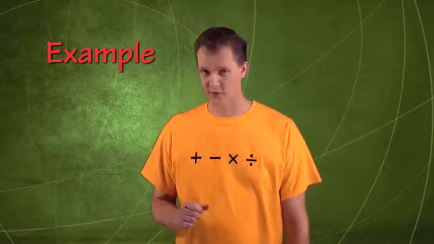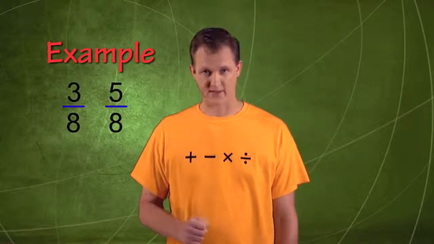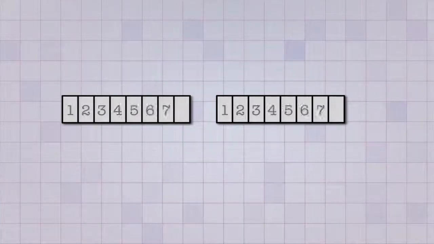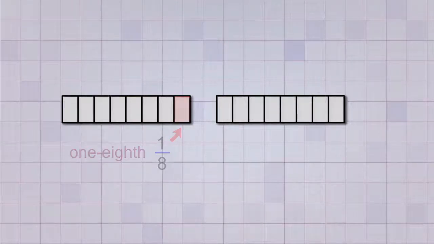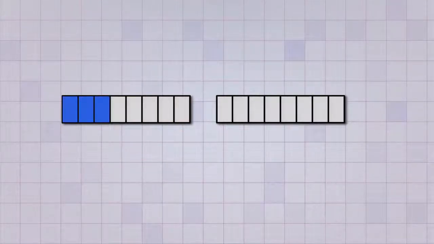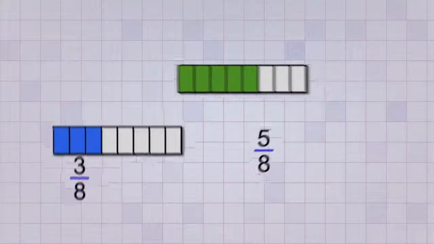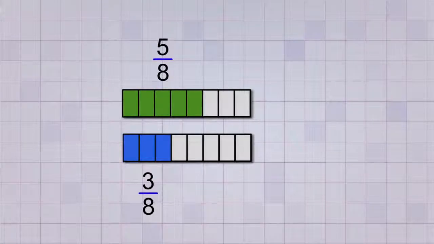Which of these fractions is greater, 3/8 or 5/8? To answer that question, let's start by drawing two rectangles and divide them into 8 equal parts. Since the rectangles are divided into 8 parts, each of those parts is called an eighth. Now, let's shade 3 parts of the first rectangle, or 3/8, and 5 parts of the second rectangle, or 5/8. Our picture makes comparing these fractions easy. You can see that 5/8 is greater than 3/8 because more of that rectangle is shaded.